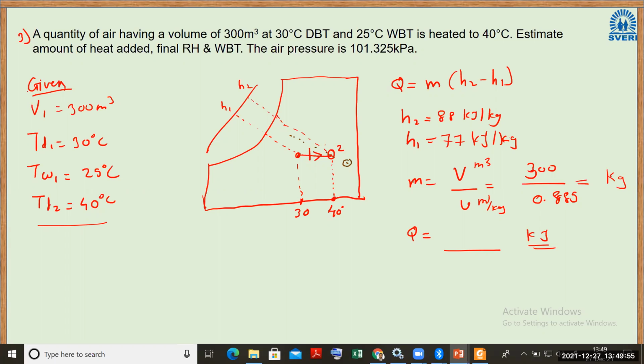Even if you sit alone with a book and try to understand the psychrometric chart, it may take several days to understand it, right? So pay attention now and most of your efforts will be saved. So calculate and put in the chat box what is the value of Q. What is the amount of heat added for this sensible heating?